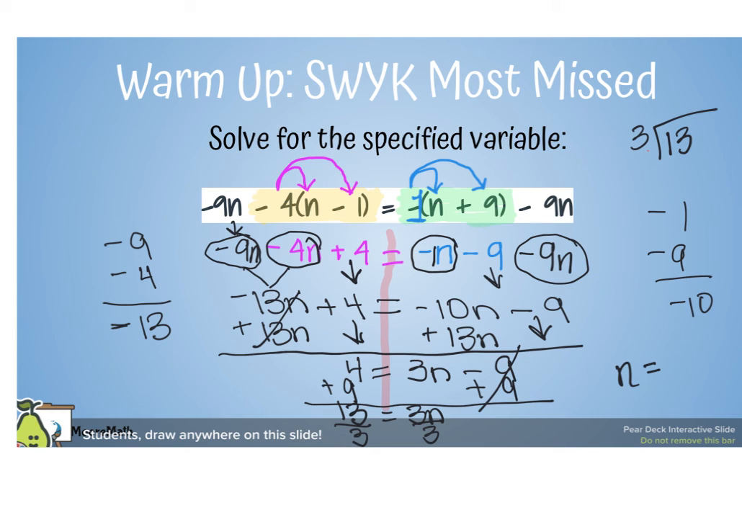I know 3 times 4 gives me 12. Subtract that, I get 1. 3 doesn't go into 1, so I'm going to go ahead and put a 0 there. 3 goes into 10 3 times, and that's going to give me 9. That's going to give me 1. So that's going to end up being 4.33 repeating. And it's going to be positive 4.33 repeating. And that's my final answer.